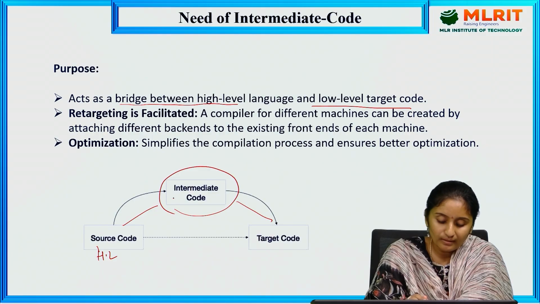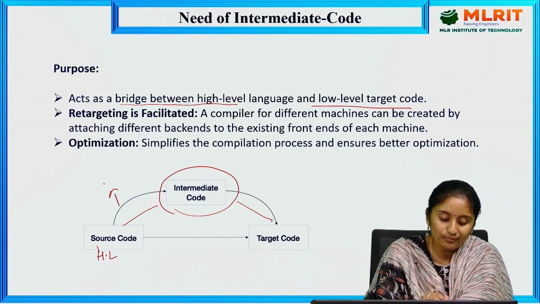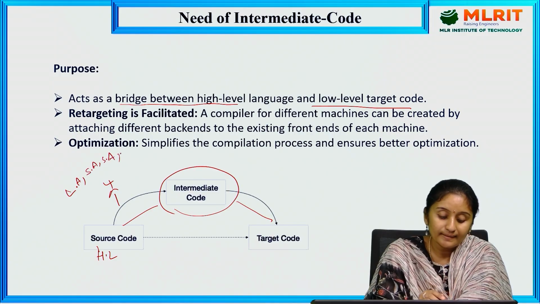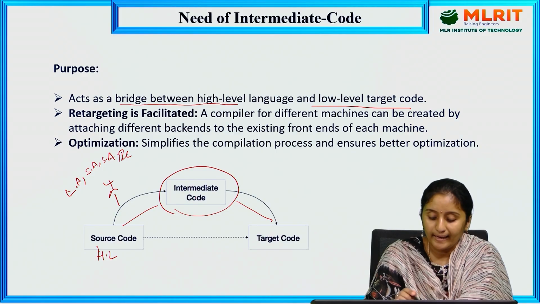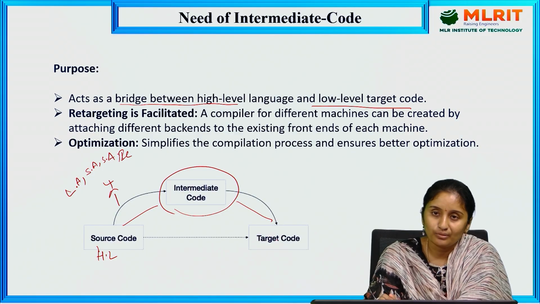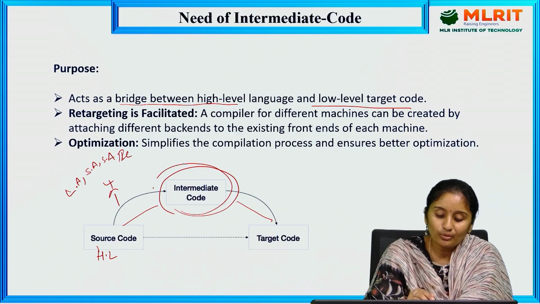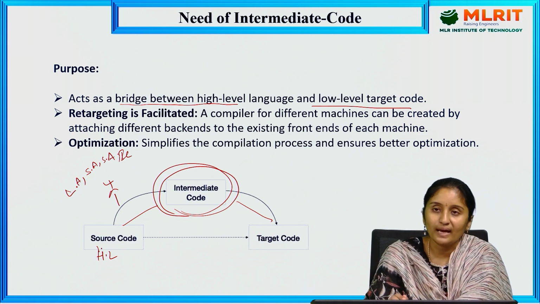So coming to here, in between we are going to have the 4 phases: lexical analysis, syntax analysis, semantic analysis, and the intermediate code generator, and then it generates the intermediate code, which is given as an input to the target code. So the intermediate code is acting as a bridge between the source code and the target code.